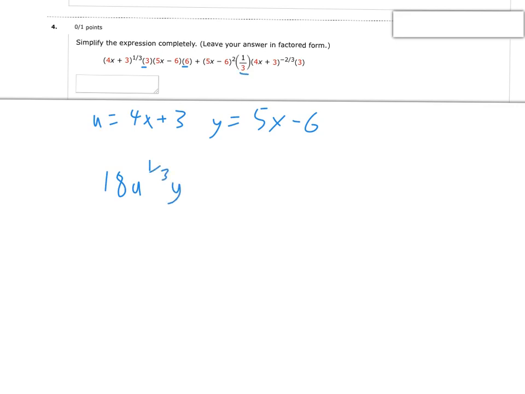And over here, I'm going to multiply the 1/3 and the 3 together, which actually equals 1. So I'm not even going to write it. And so that'll give me plus 1 u. Oh, actually, that's y. So y squared and then u to the negative 2/3.